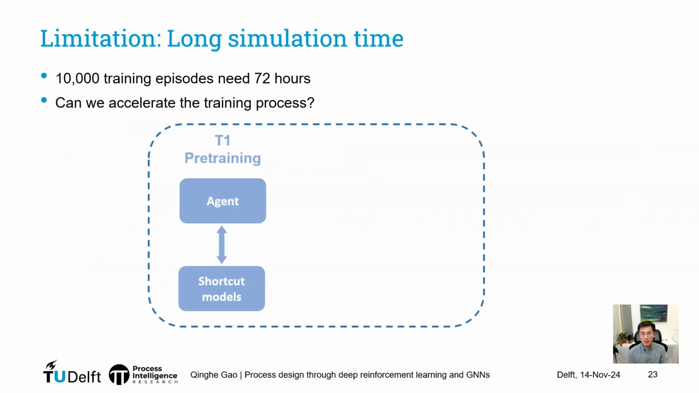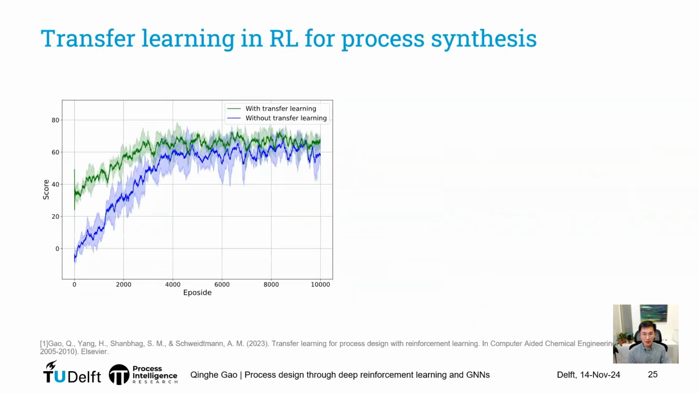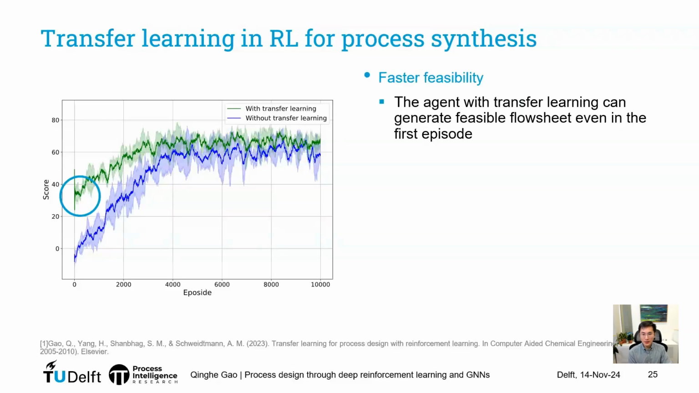Here we utilize transfer learning to facilitate the training process. Specifically, we first pre-train the agent with our shortcut environment. Then we transfer the pre-trained agent to fine-tune with the DWSIM environment. Here you can see the result. The green curve is the learning curve from the agent with transfer learning, and the blue curve is without. We can see the agent with transfer learning has faster feasibility.